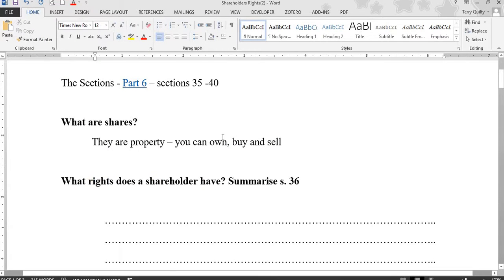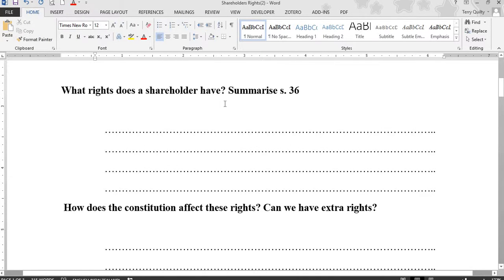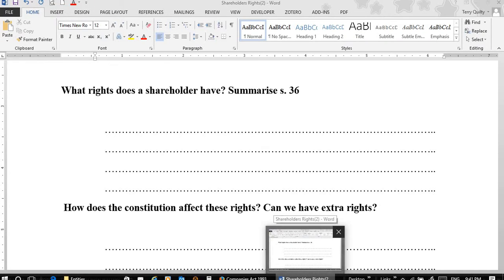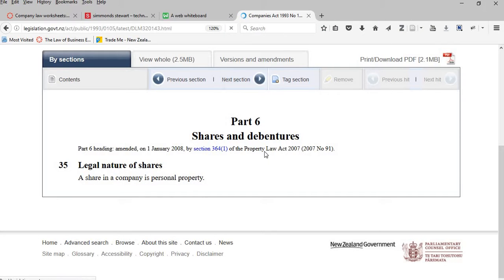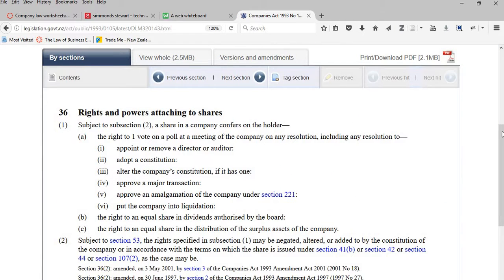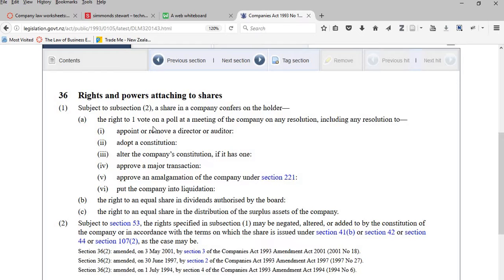Now in the worksheet, the real issue to look at in this first part is what rights does a shareholder have? If I have a share in a company, I have a vote in the company. And what does that really mean for me? So I want you to summarize section 36 here, and while you're doing it, think about the effect this has on your business plan. So if we have 100 shares in our company and we have our 4 people, for example, with 25 shares each, all this really means is every share has 1 vote. So each shareholder has 25 votes on any particular matter. So that would be appoint or remove a director or auditor.